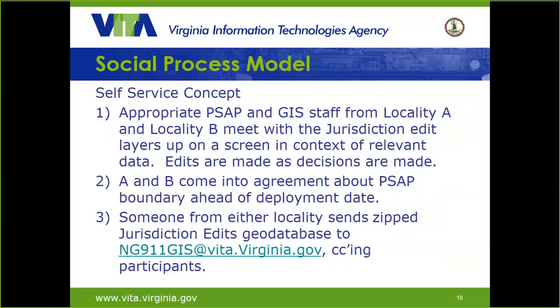The way that we can best make this work is to have the representative localities meet, agree on the changes, record those changes, and submit that. There may be some variations to this that you want to employ based on your neighbors and your relationship with them, the nature of the boundaries, a number of other different factors, but we'd encourage you to start with this self-service concept as a process.